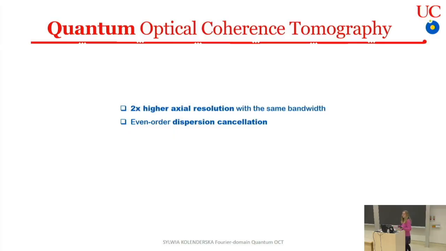Okay, why quantum optical coherence tomography? It is because the quantum version of OCT gives us 2 times higher axial resolution with the same bandwidth, and the chromatic dispersion is cancelled. It means that the effects that degrade the axial resolution in OCT are not present.